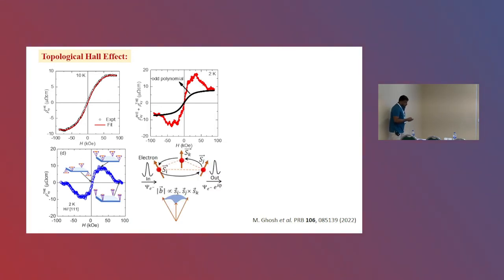Since our material has a non-coplanar spin structure, if we see three neighbor spins, Si, Sj, Sk, which form some kind of triangle, and a conduction electron moves along this path, Si, Sj, Sk, it will acquire some extra Berry phase which is proportional to the solid angle of the three spins. So Si dot Sj cross Sk is called the scalar spin chirality.